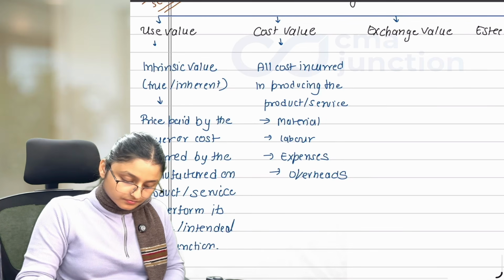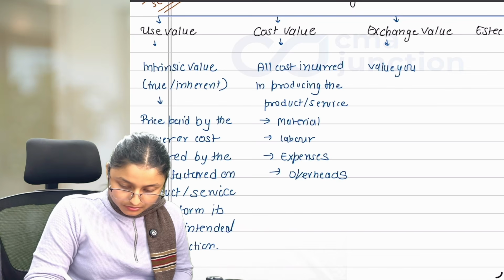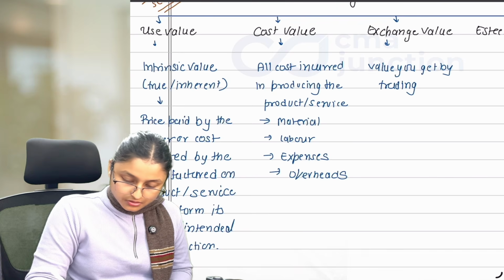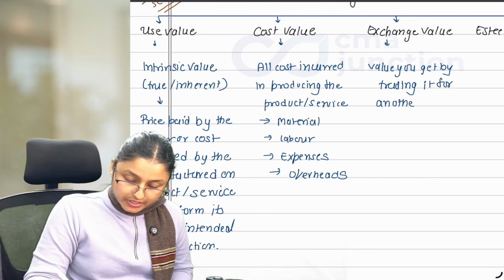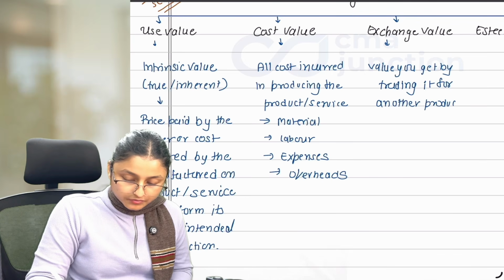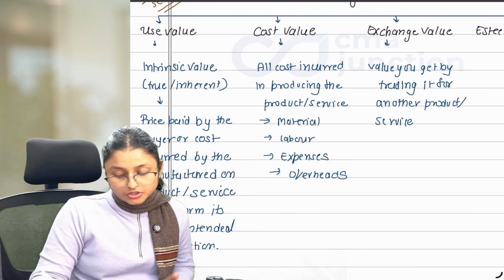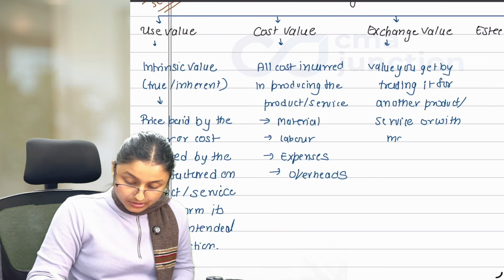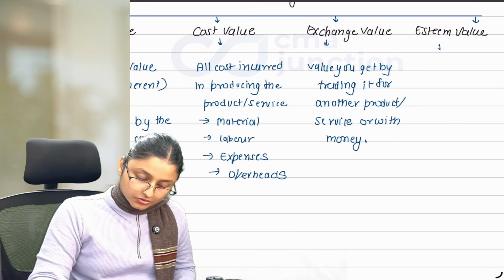Now, next is exchange value. Value you get by trading it for another product. So if you are trading your product with another product or service, what value do you get? Or else it's a better way to trade your product with money to know the exact economic value in money worth, right? Next is esteem value, which is perception value.